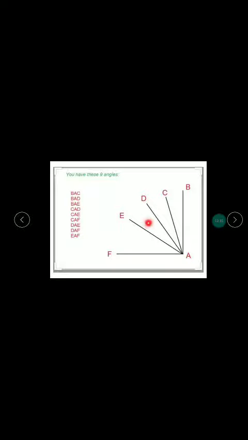Okay, EA joining with FA forming an angle, that is EAF, is also an angle. Can we say that DA is joining with BA forming an angle, that is DAB, is called an angle. So if you count these angles, we get 9 angles.